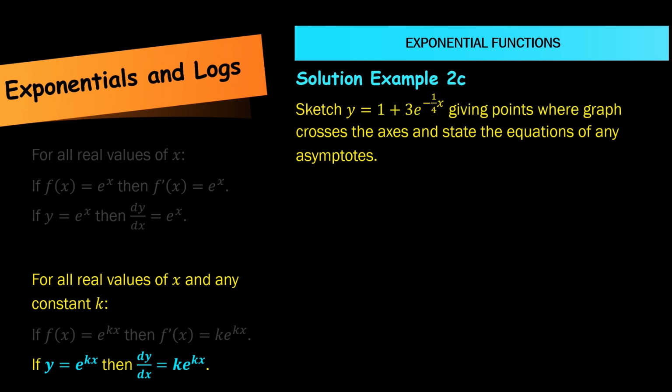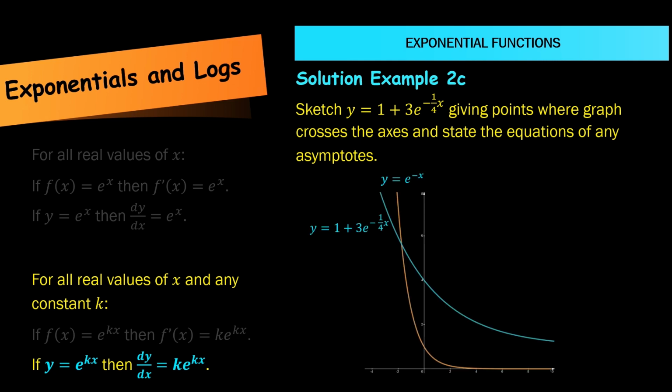Now let's solve example 2c. We are required to sketch y equals 1 plus 3e to the minus 1 over 4x, giving points where the graph crosses the axes and stating the equations of any asymptotes. Here we've plotted two graphs again. In blue we have y equals e to the minus x, and in red we have y equals 1 plus 3e to the minus 1 over 4x. We've used the simpler graph to help us sketch the more complicated one.